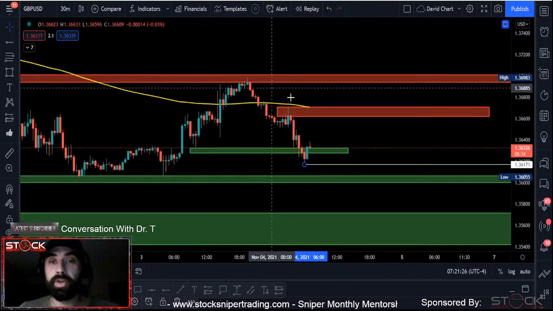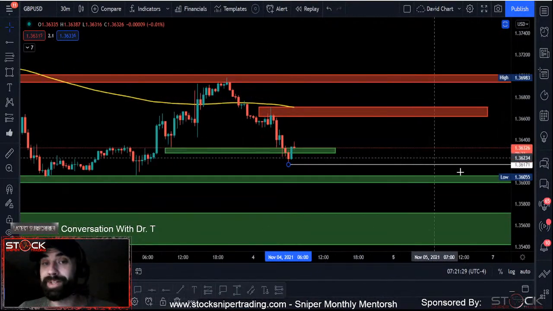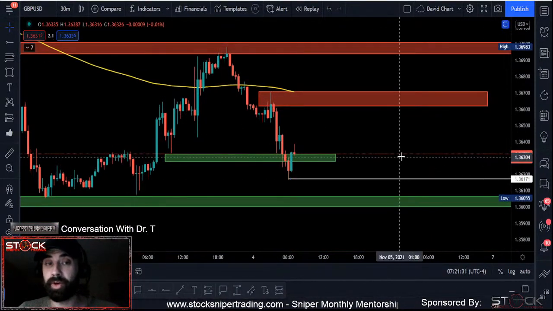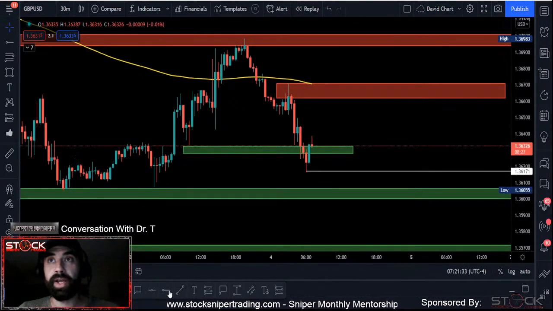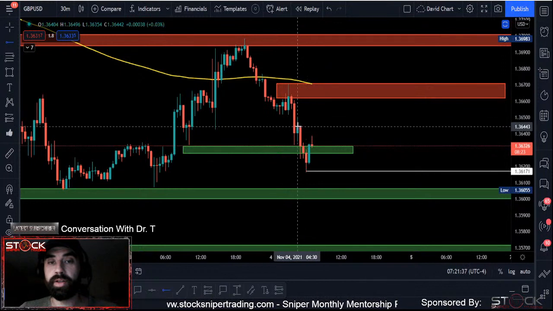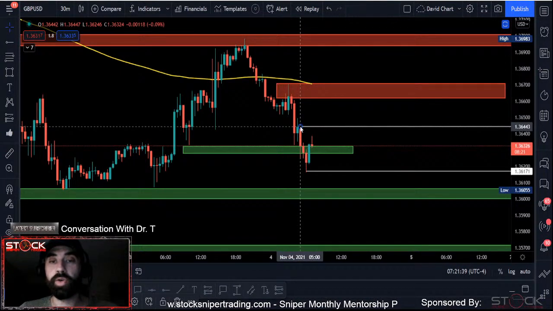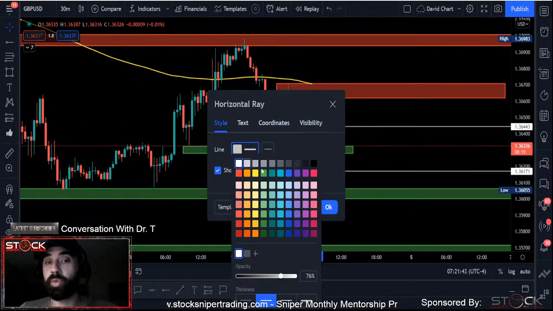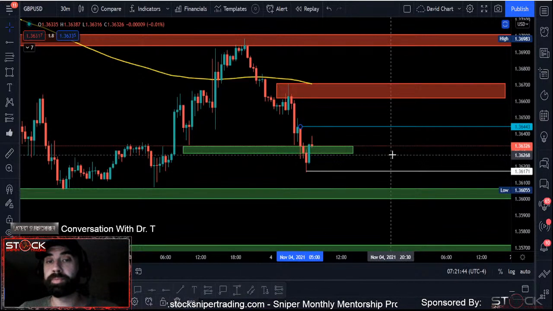Okay, now we're dropping down to GU on the 30-minute time frame. All right. So any horizontal ray is going to be baby blue for lower time frame support and resistance.